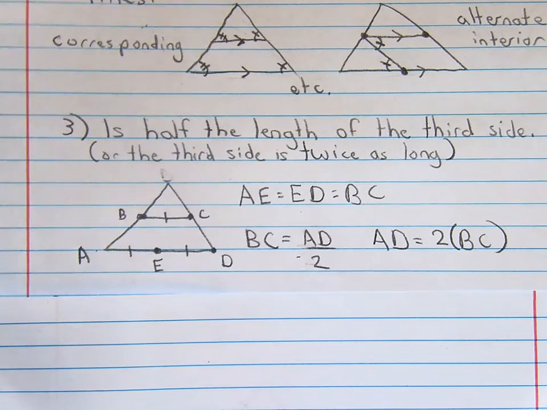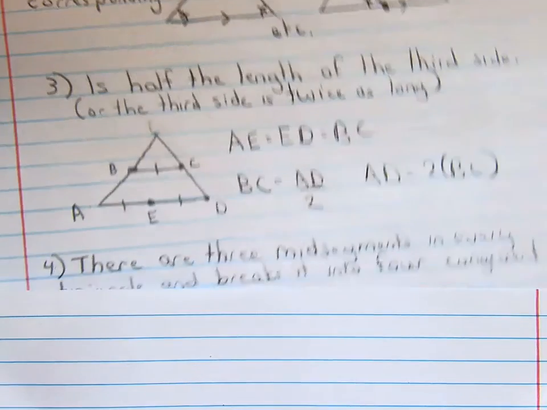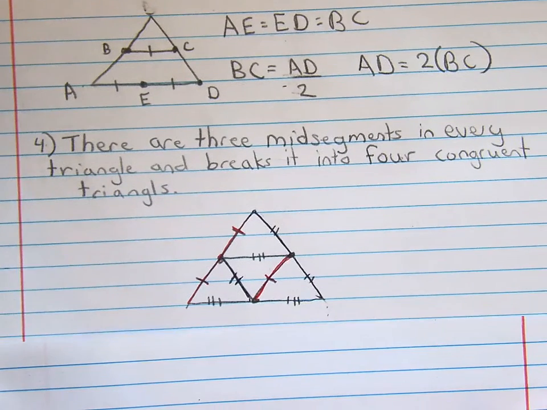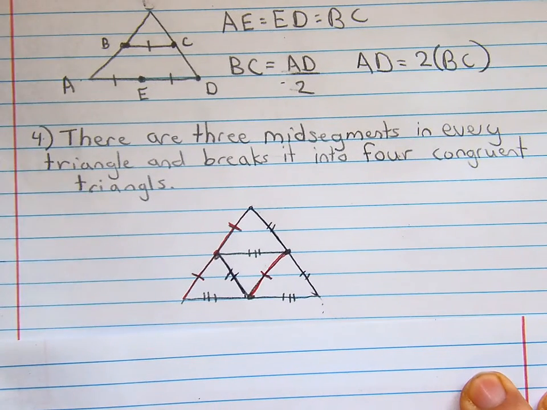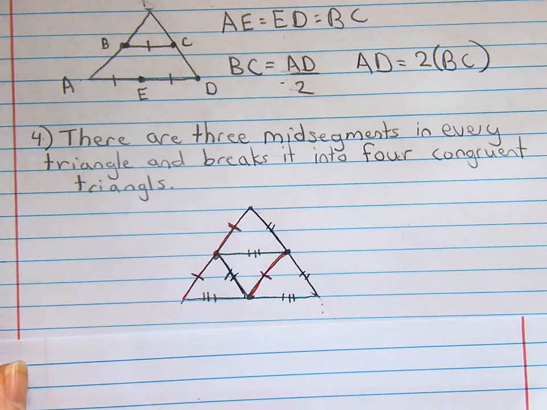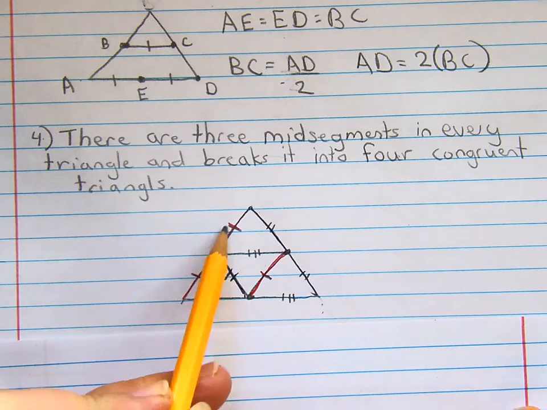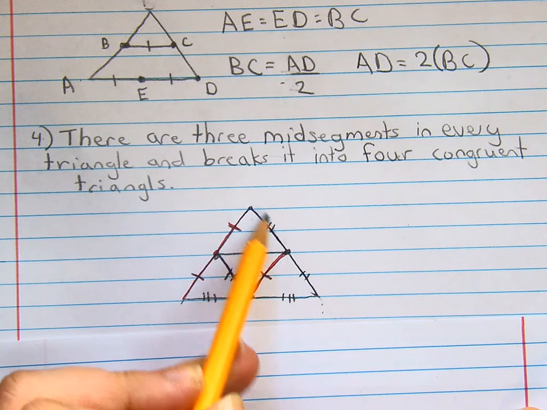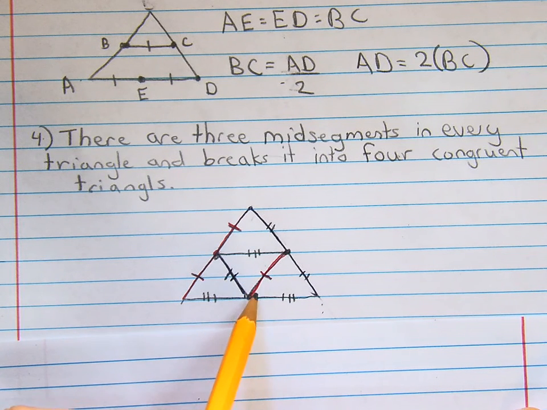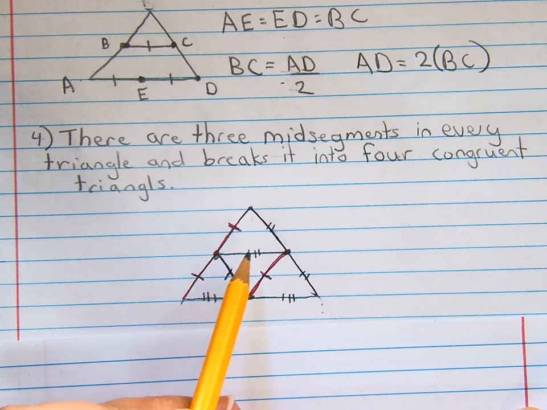So this comes in handy quite a bit when solving problems in mathematics. All right, last but not least, number 4, when it comes to mid-segments, there are 3 mid-segments in every triangle, and those 3 mid-segments break it into actually 4 congruent triangles. So you'll see here that this is one line, and we end up with 1 tick, 2 tick, 3 tick, etc., 1, 2, 3, and 1, 2, 3.